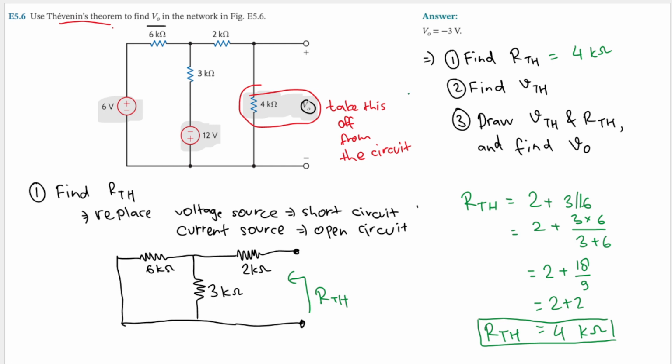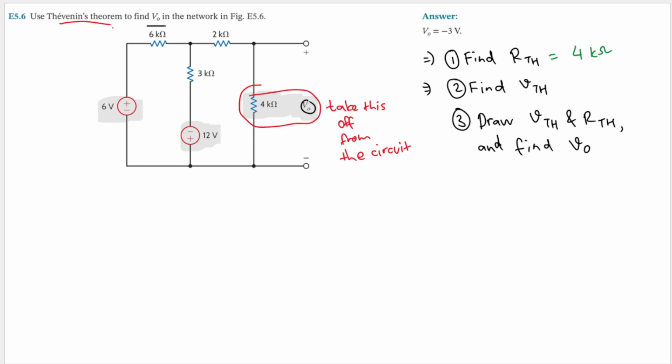Let's move on to the second one, which is to find the Thevenin voltage. Let's clean up the board first. The second thing that we need to do is to find out the Thevenin voltage. So we have to find VTH, and that is the open circuit voltage, right? Open circuit voltage.